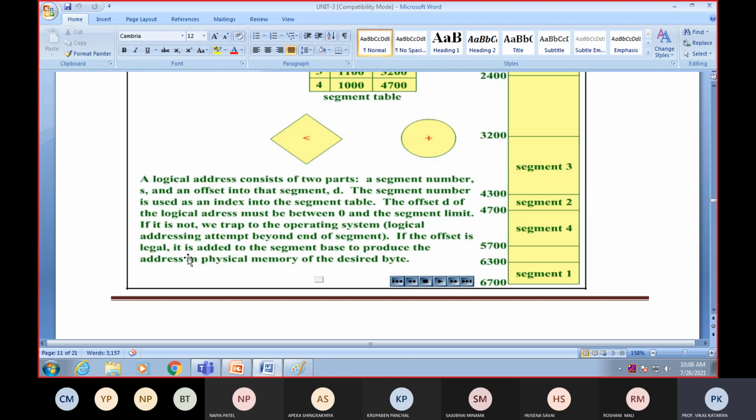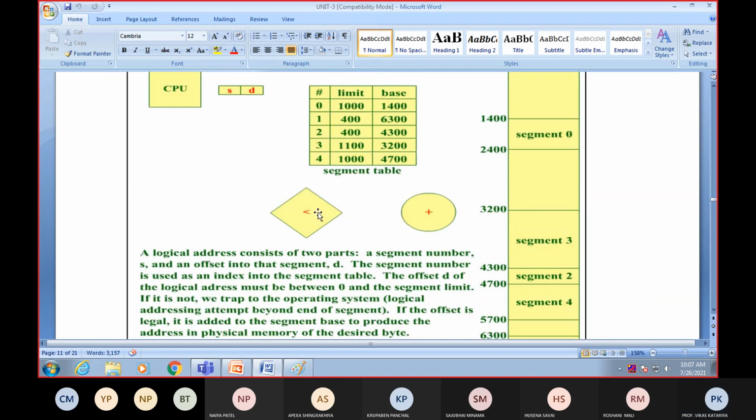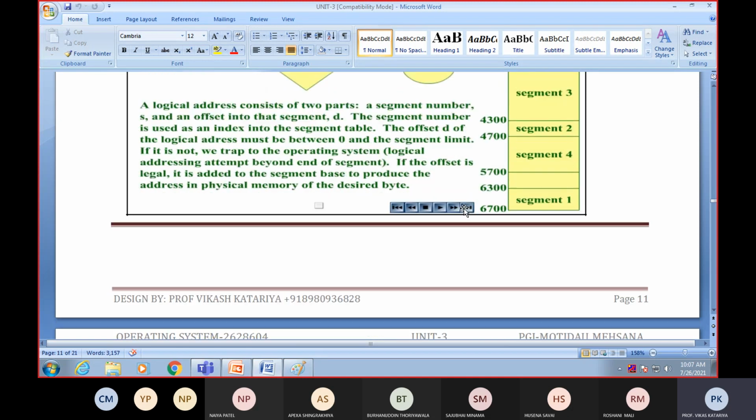If the offset is legal, it is added to the segment base to produce the address in physical memory of the desired byte. So if it is valid, then it will be added with the base address. The quantity added with the byte offset is the base address. So the byte offset is added with the base address, and finally we get the physical address for a desired location, or a desired byte.